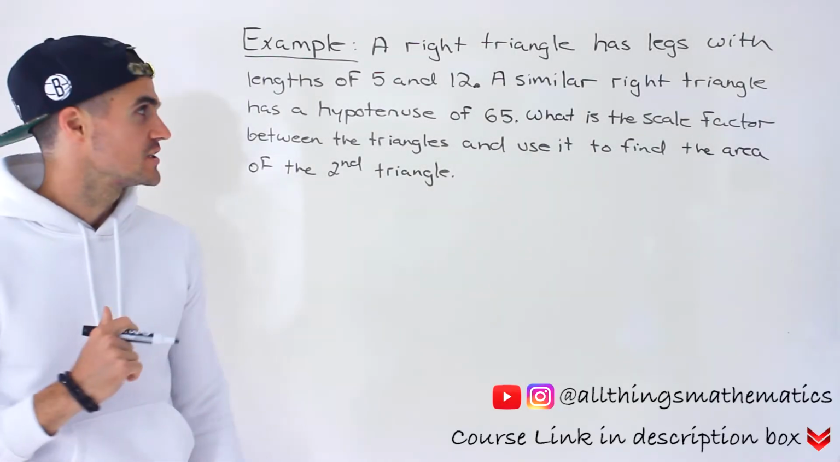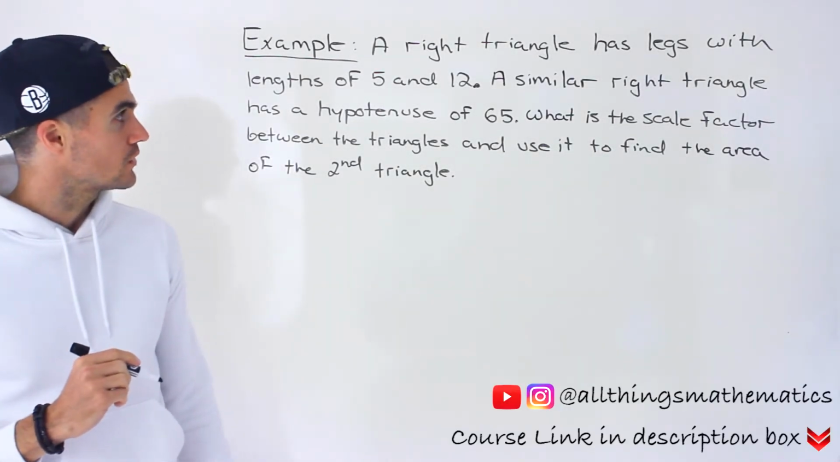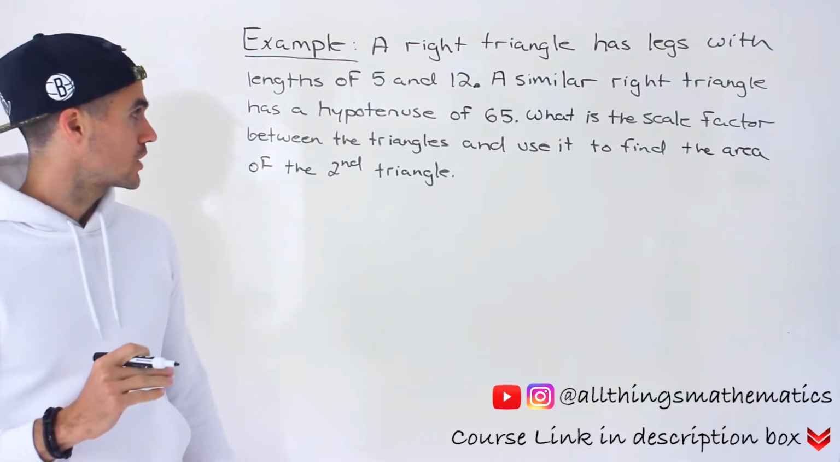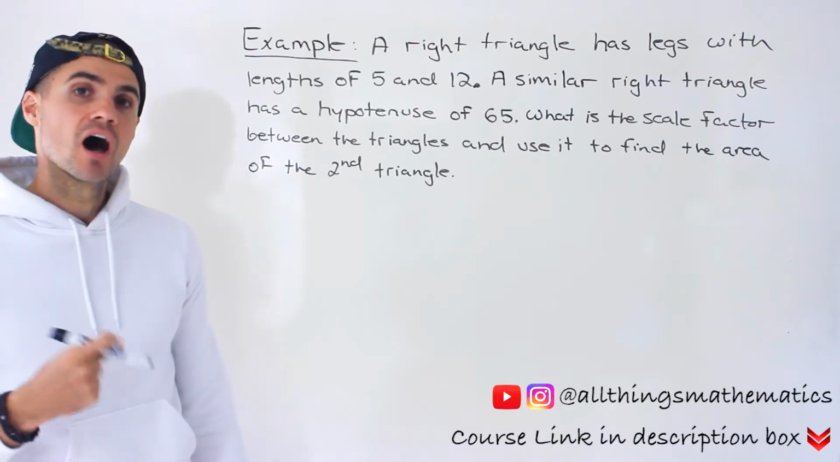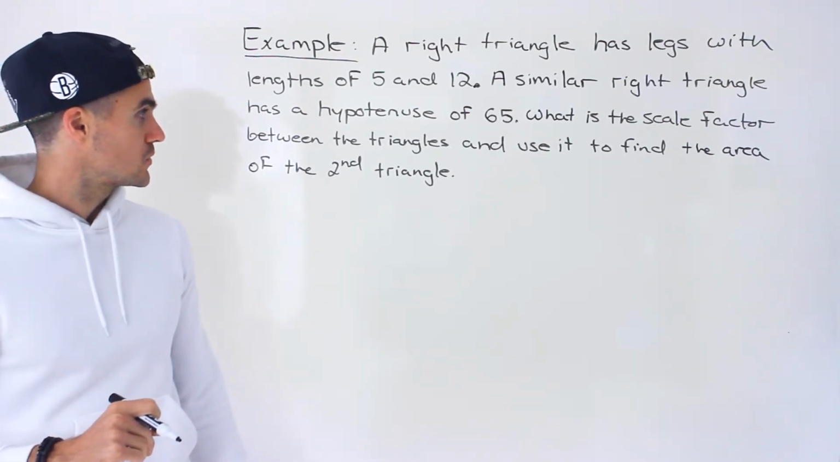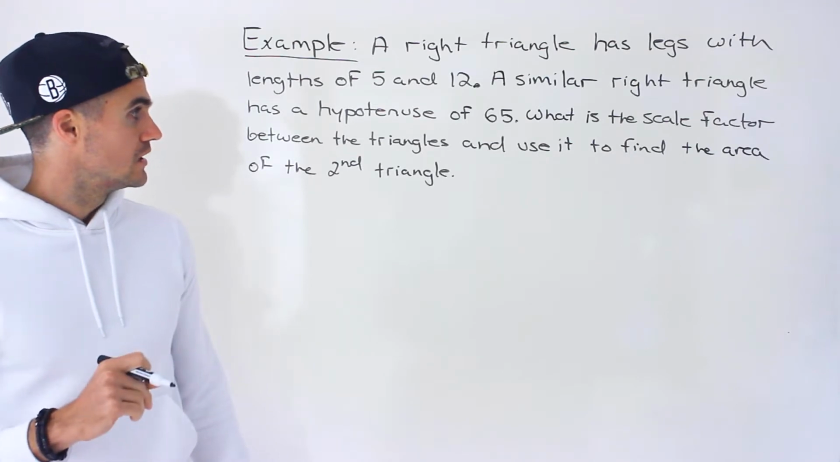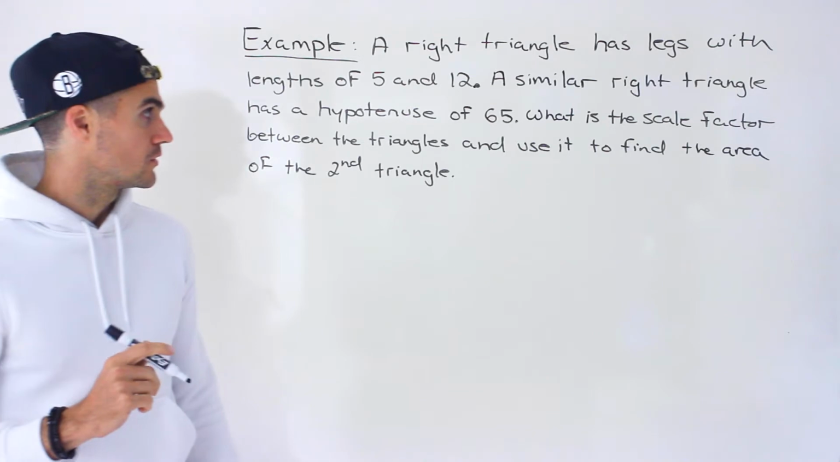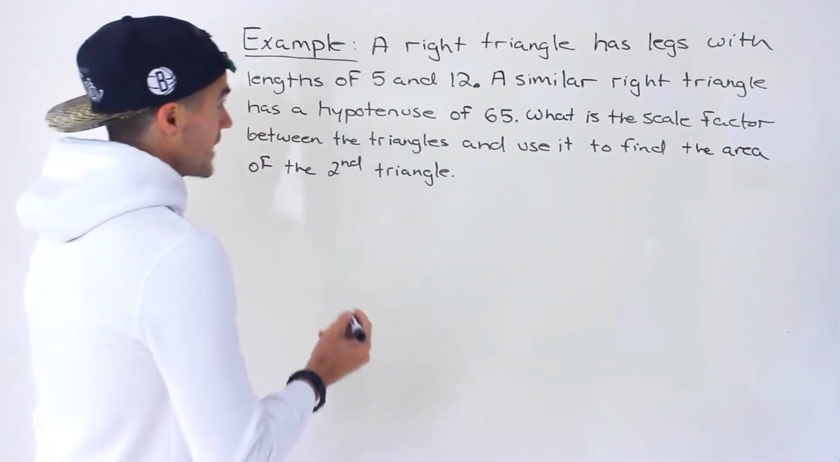Moving on to another question dealing with similar triangles. So a right triangle has legs with lengths of 5 and 12, and then a similar right triangle has a hypotenuse of 65. What is the scale factor between the triangles, and use it to find the area of the second triangle. So let's draw some diagrams here to start.